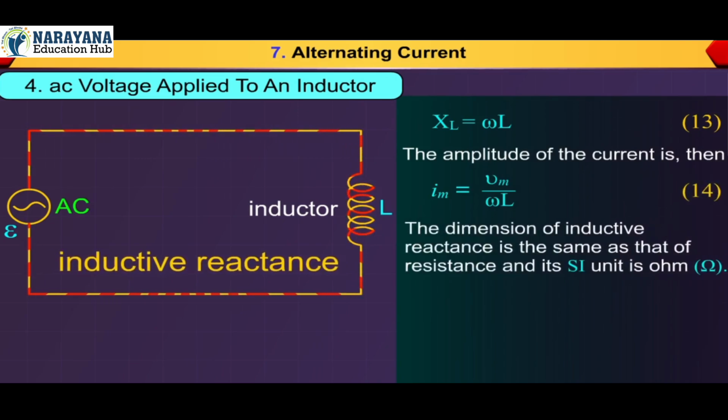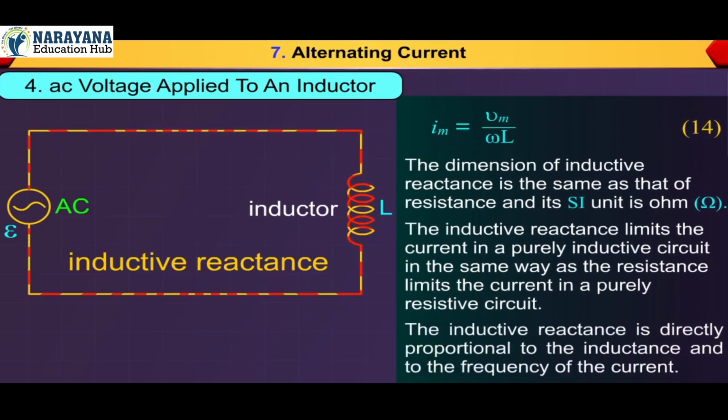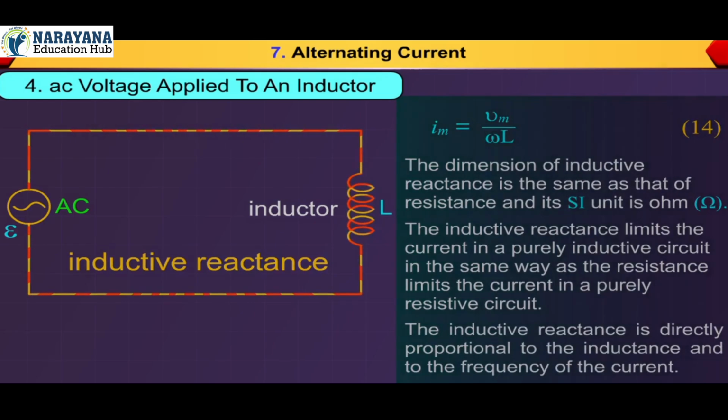The dimension of inductive reactance is the same as that of resistance and its SI unit is ohm. The inductive reactance limits the current in a purely inductive circuit in the same way as the resistance limits the current in a purely resistive circuit. The inductive reactance is directly proportional to the inductance and to the frequency of the current.